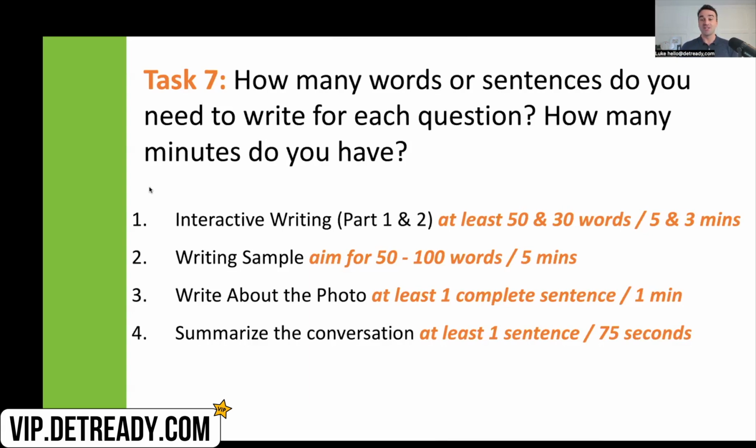And summarize the conversation. Again, one complete sentence, but writing more is better. And you have 75 seconds. There is again a system you can use. I'll just briefly mention it now, but I'm going to cover it in 2 weeks' time on VIP in my live lesson. The system goes like this: a general summary of the conversation, the details of the conversation, and what was the outcome. If you think of those 3 points, then I would say you can write 2 or 3 sentences relatively easily within 75 seconds.